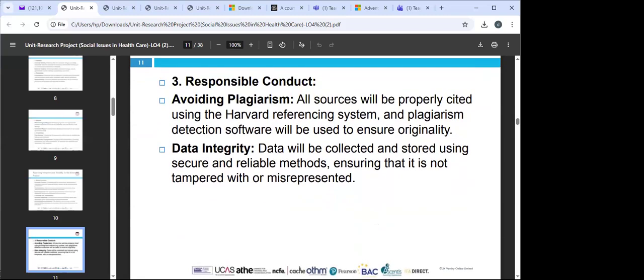Responsible conduct. Avoiding plagiarism. We've spoken about it, haven't we? All sources will be properly cited using Harvard referencing. How many of you know that in this UK university, the accepted reference style is Harvard? And they have software to detect if anybody is doing something negative. There is software to determine that.